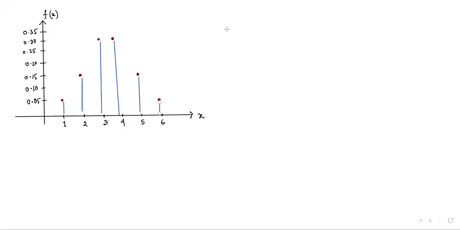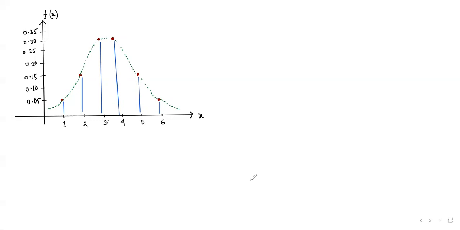And hopefully, this particular curve looks like a symmetric curve. So actually, if I join these points by a freehand curve, I'm getting a kind of normal curve over here. Now, this is the figure of the probability that I'm getting from the given probability distribution.